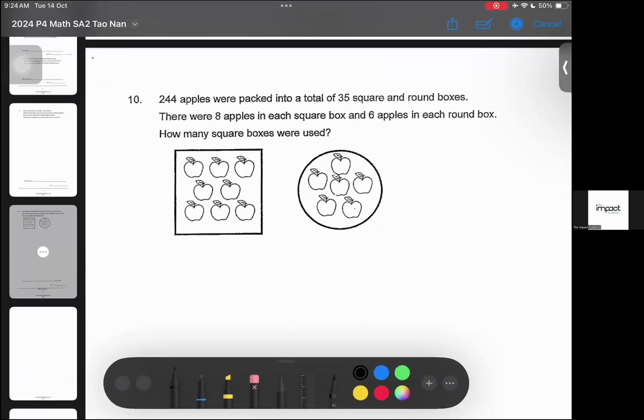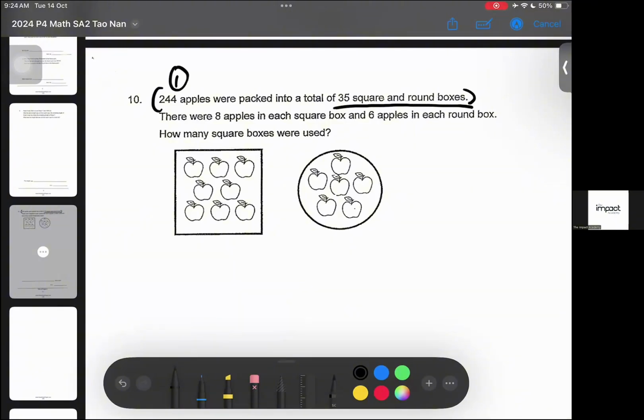Now, as you can see over here, a lot of students ask me, is this a guess and check? Let's see whether this is a guess and check. Can I get you all to read this last question first? Ready? Let's go. 244 apples were packed into a total of 35 square and round boxes.